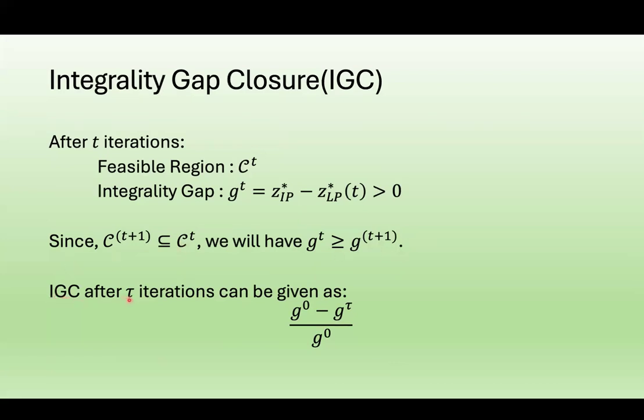Now the integrality gap closure after tau iterations can be given as the integrality gap at the 0th iteration minus the integrality gap at the tauth iteration, divided by the integrality gap at the 0th iteration. This is a metric which we will be using for experimental analysis.